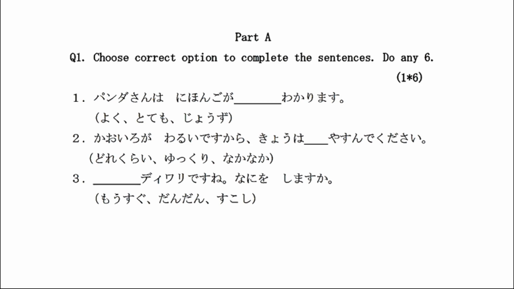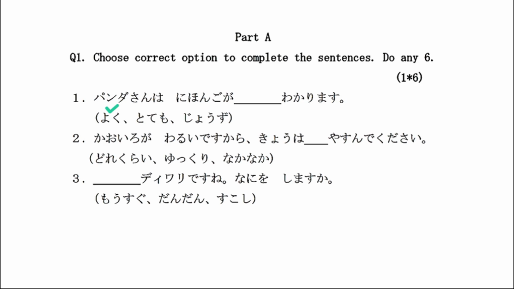In Part A, the first question is, choose the correct option to complete the sentences. The first sentence is, Panda-san wa nihongo ga dash wakarimasu. The options are yoku, totemo, jouzu. The adverbs like yoku, daitai, sukoshi are used with verbs in case of affirmative, and amari and zenzen are used with verbs in case of negative. So the correct option here will be yoku, and the sentence will become Panda-san wa nihongo ga yoku wakarimasu.